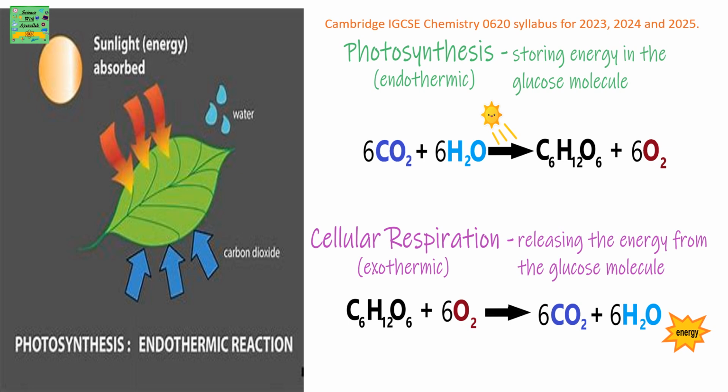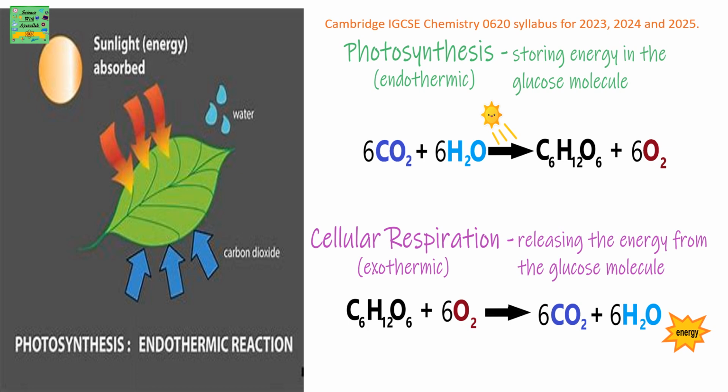Photosynthesis. Photosynthesis is an endothermic reaction. You know what endothermic reaction means. It is the absorption of energy. Now, how is energy being absorbed in photosynthesis? It happens because of sunlight. Sunlight is a form of energy that is being absorbed by the leaf along with water and carbon dioxide. The formula for water is H2O and the chemical formula for carbon dioxide is CO2.